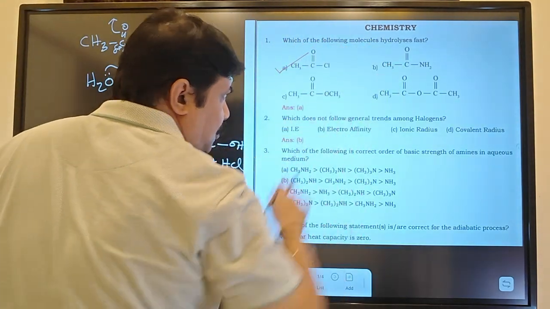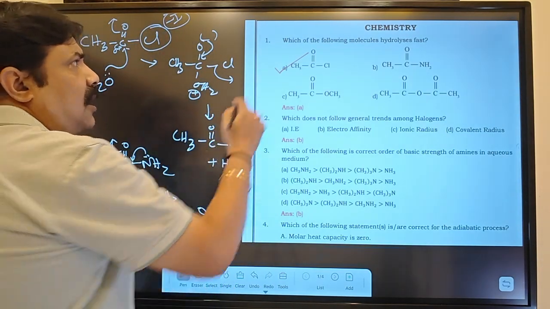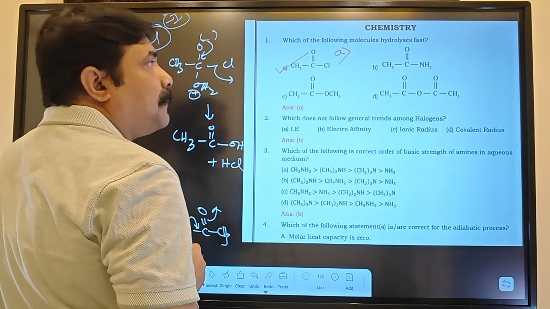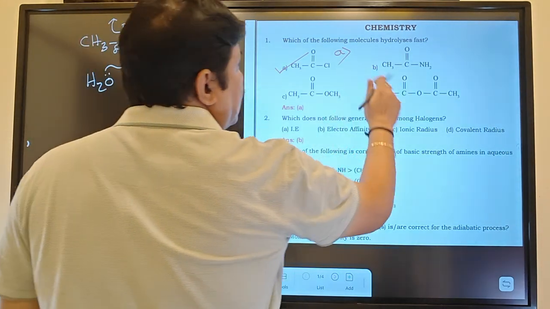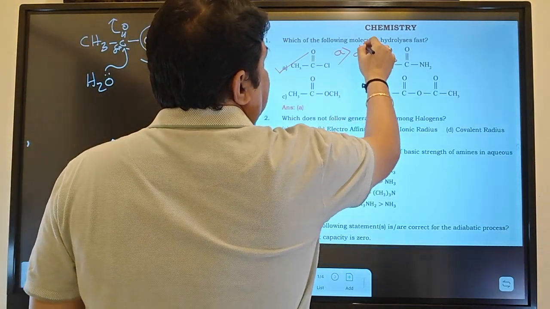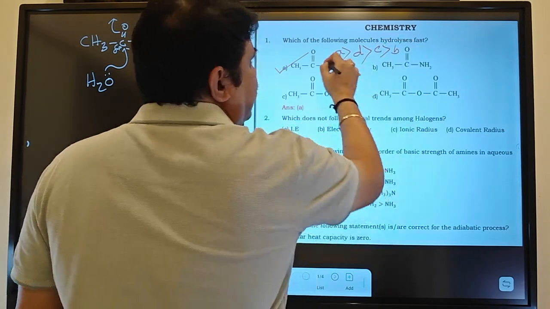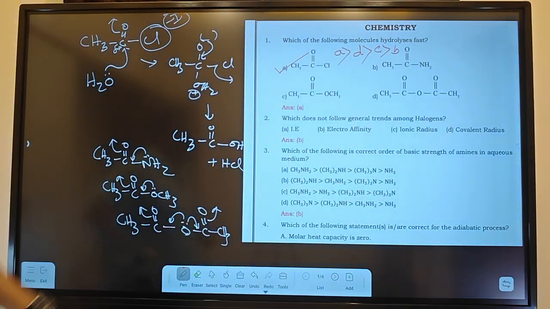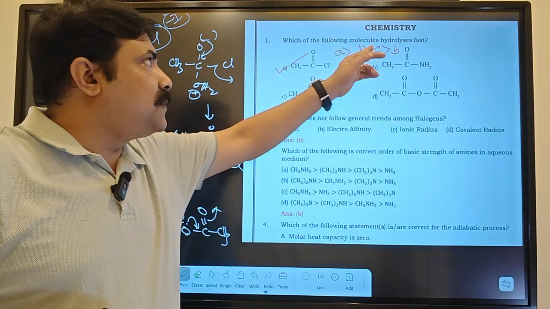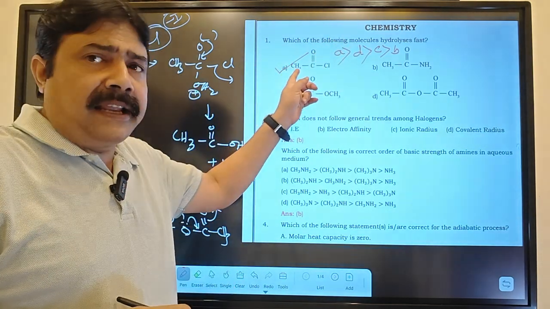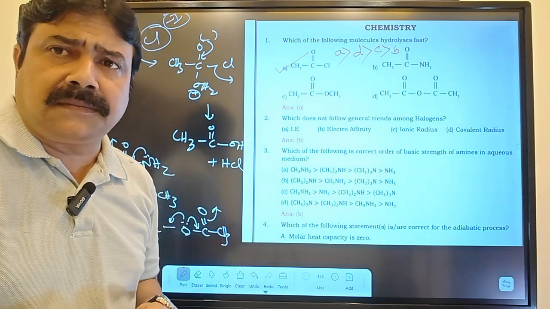Among all those three orders, if I say your order will be A, the acid chloride will be fastest. After that, option D will be there. Then after that, which one will be there? C. And the least will be B. These will be the order of hydrolysis. But in these questions, they are asking which of the following molecules hydrolyzes fastest. That's why, single correct means the first option will be your answer.